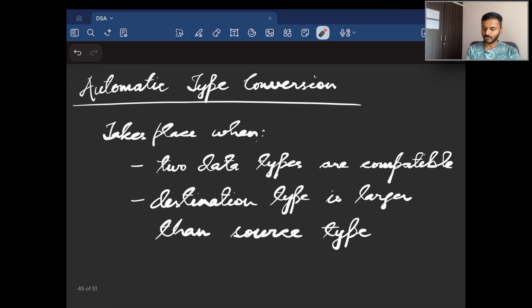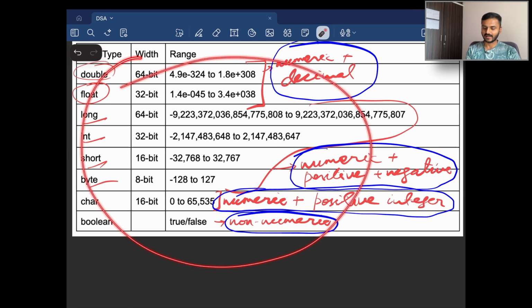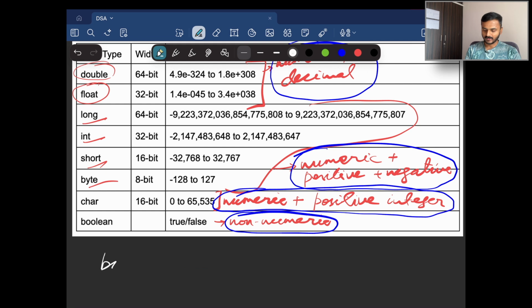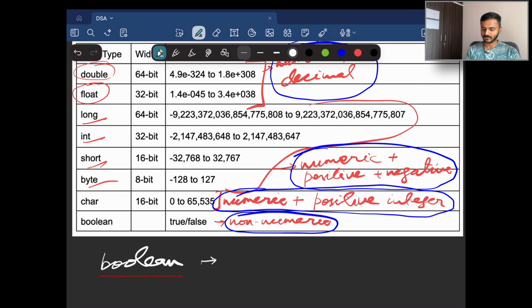Now, let's talk about the first point over here. The first point says that automatic type conversion will take place when 2 data types are compatible. So let's talk about compatibility among these 8 data types. Now tell me, is Boolean compatible with any of these 7 data types that we have? No, right? We have established this already. So Boolean has got compatibility with none of the data types.